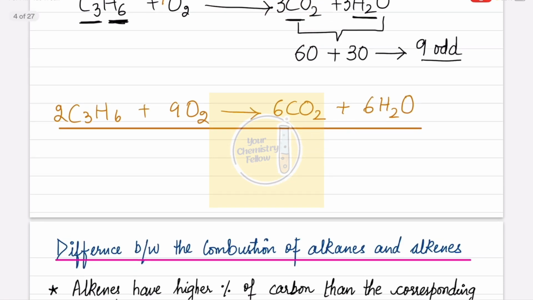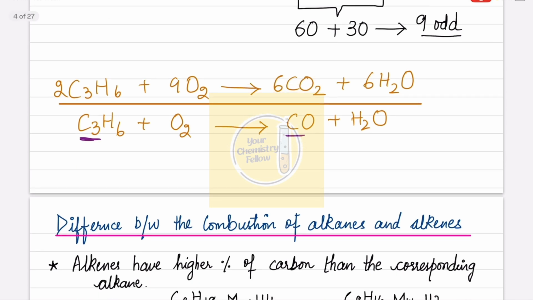Now I will write down the equation for the incomplete combustion of propene. C3H6 combines with limited air to form carbon monoxide with the water vapors. Now we will balance it. As there are 3 carbon atoms on the reactant side, there must be 3 carbon atoms on the product side. So I will use a coefficient of 3 with the carbon monoxide. Now there are 6 hydrogen atoms on the reactant side, so there must be 6 hydrogen atoms on the product side. So I will place 3 with the water molecule.